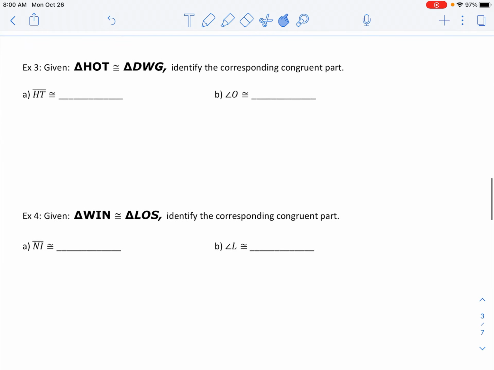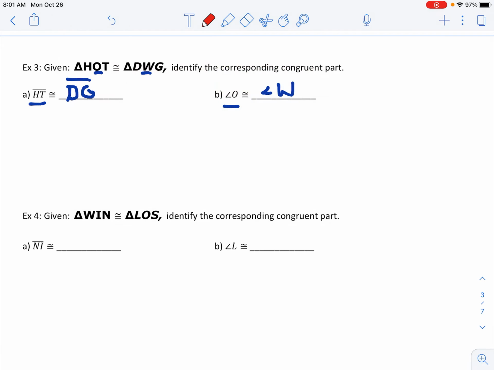Now remember, we can flat out answer these from just looking at the saying, so we don't even need the picture. Match up the correct spots. So for example, this question says HT, they give us 2 letters. Well, notice H and T are the first and the last. So they have to go with the first and the last from the other triangle, which would be D and G. Okay, again, if it's an angle, I'm just matching one. Angle O is the middle, angle W is the middle. They have to be in the congruent spots.